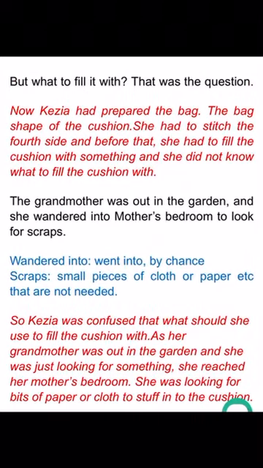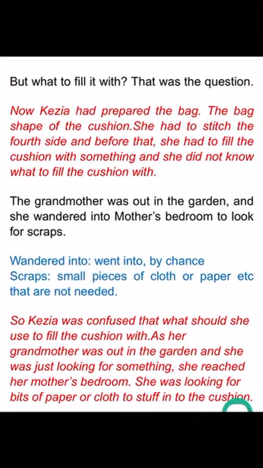That was the question. Now Kezia had prepared the bag shape of the cushion. She had to stitch the 4th side, and before that she had to fill the cushion with something, and she did not know what to fill the cushion with. The grandmother was out in the garden, and she wandered into mother's bedroom to look for scraps. Wandered into means went into by chance. Scraps, small pieces of cloth or paper, etc. that are not needed.